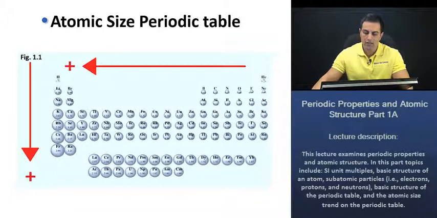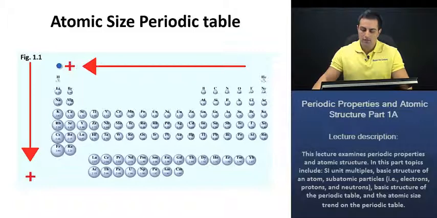If we see here, the atomic size trend on the periodic table increases across a period, right? Going from right to left, and it increases going from top to bottom as such. Now, one might ask, first let's consider the period here. Why does the atomic size trend increase going from right to left and not left to right? What is that defining factor?